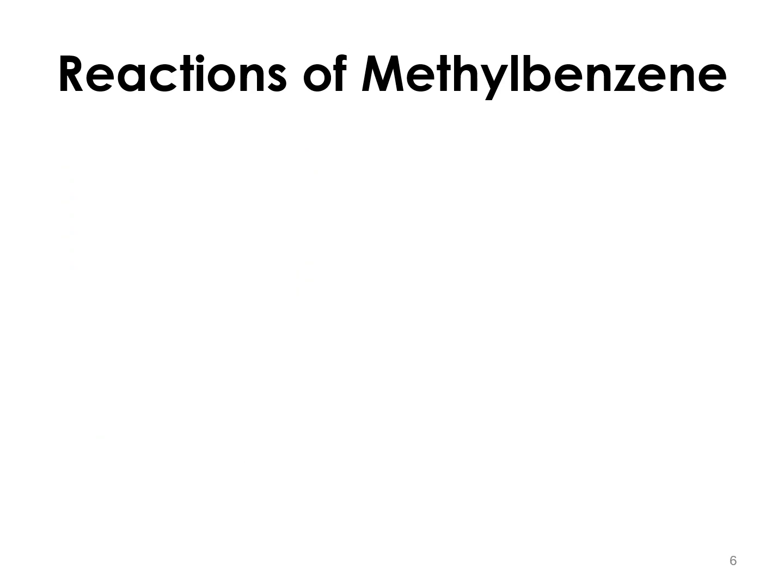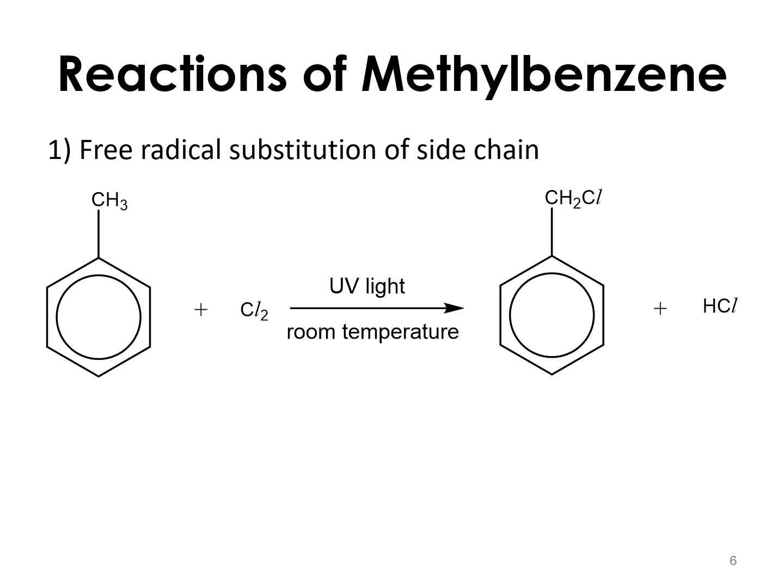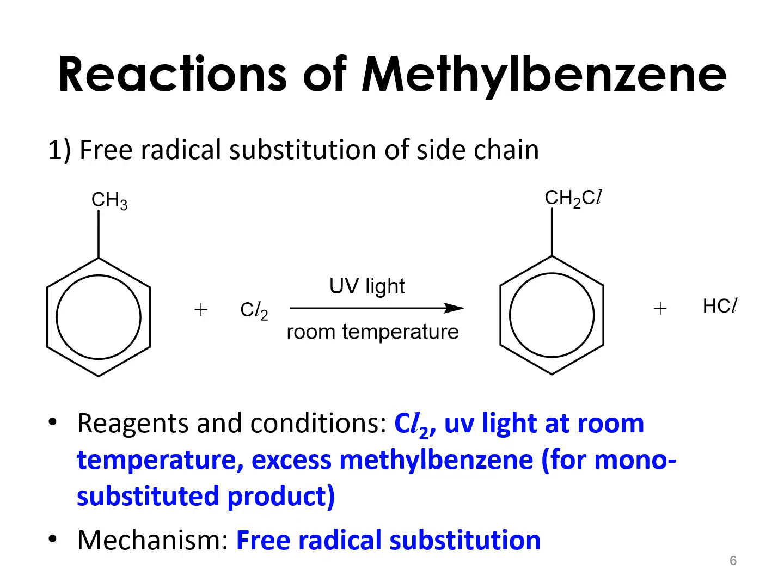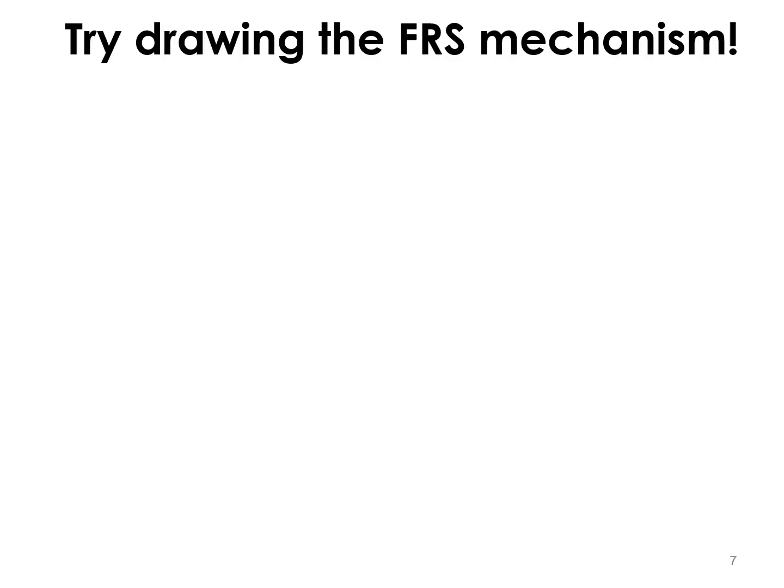Alright, so let's focus on the methyl side chain reaction first. Because it is an alkane, it undergoes free radical substitution. The reagents and conditions are Cl2 gas, UV light at room temperature, and excess methylbenzene to achieve the monosubstituted product. The alternative to writing excess methylbenzene is to write limited Cl2 gas. The mechanism is free radical substitution, something that you are very familiar with. Please pause the video now and take 5 minutes to try drawing the FRS mechanism.